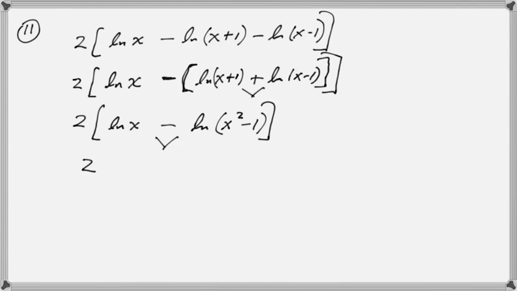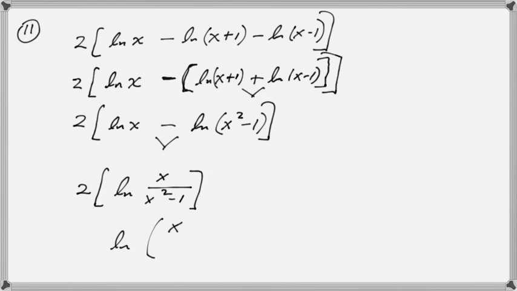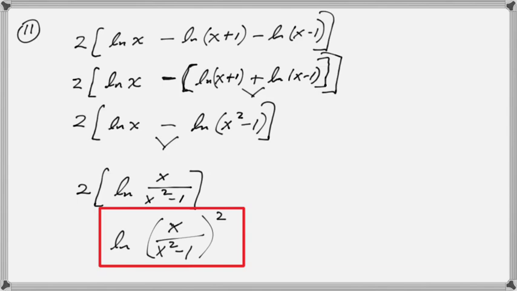Now these are divided. So what do I do if they're divided? I'm sorry, subtraction. Subtraction turns it into division, right? So you have the x divided by x squared minus 1. Finally, put the 2 up as the exponent. Is this the same result I got the other method? So I don't know, whichever way you see clearer.